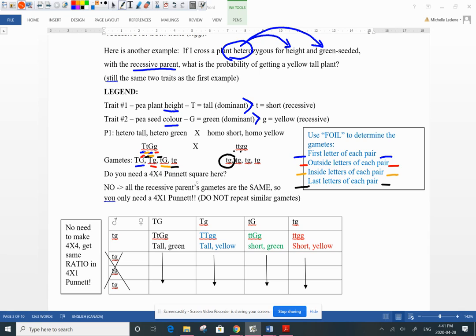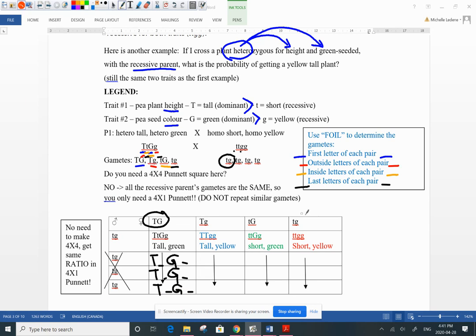You can just do it to prove my point, just to show that you're going to get the exact same ratios, right? Here we have a big T and a big G. So that means that every single one here is going to have a big T and a big G. It's going to be tall and green. Doesn't matter what that second allele is. Big T, big G, tall and green. Same for this one. Big T, big G, tall and green.